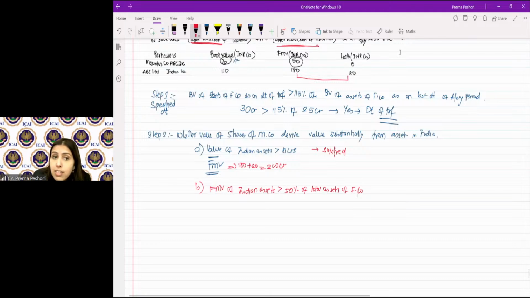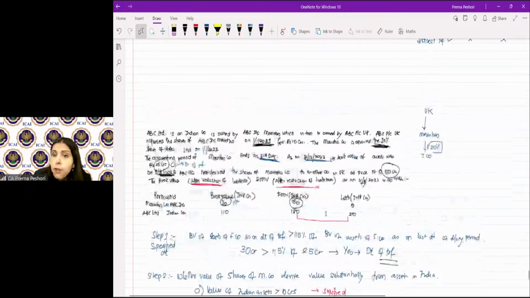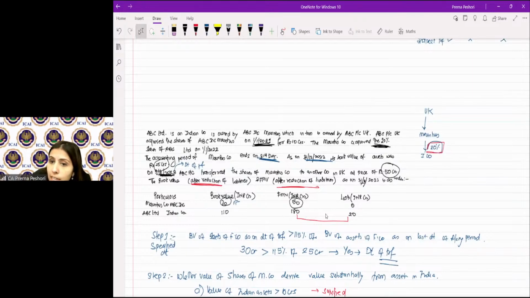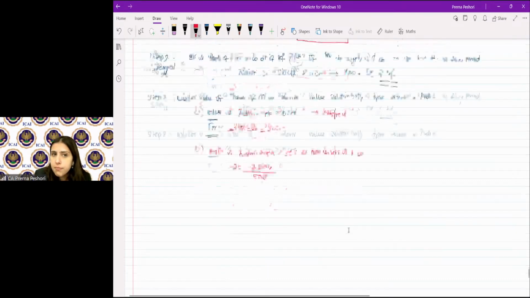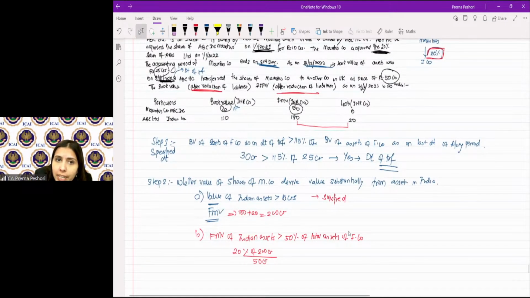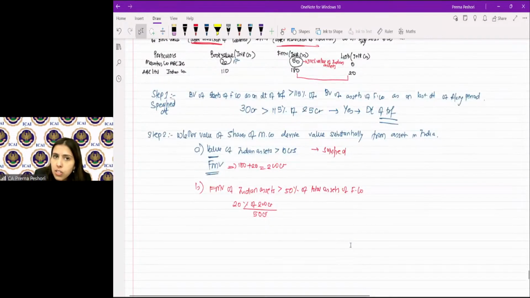No, it is not 200 crores, students. If you remember, here I said only 20% shareholding is there. So you will consider the proportionate holding of the Indian assets. So 20% of 200 crores divided by 50 crores. Here this 50 crores includes the value of the Indian assets. In the earlier example, the bifurcation was given. Here it's the entire value which is given to me. Isn't it? So this 50 crores includes the 40 crores.